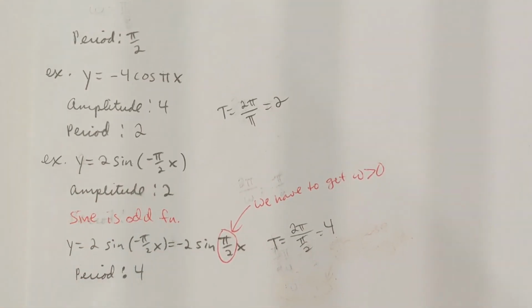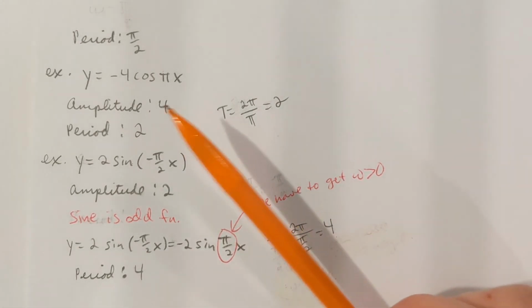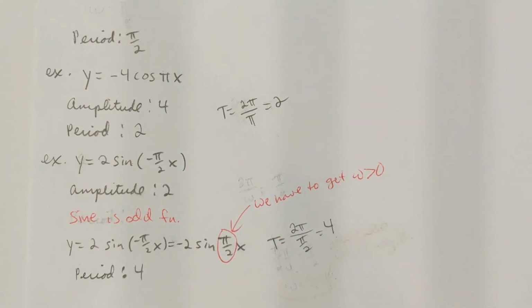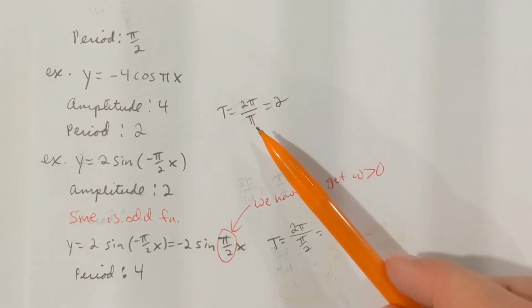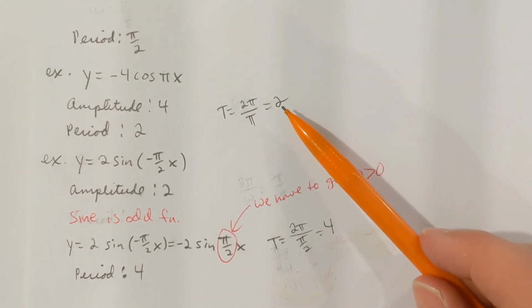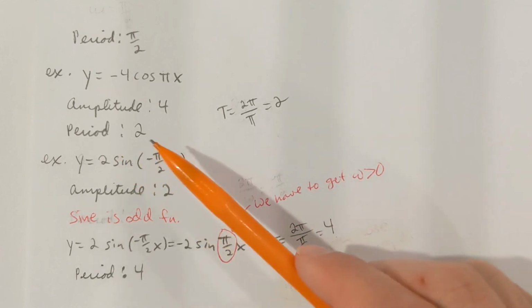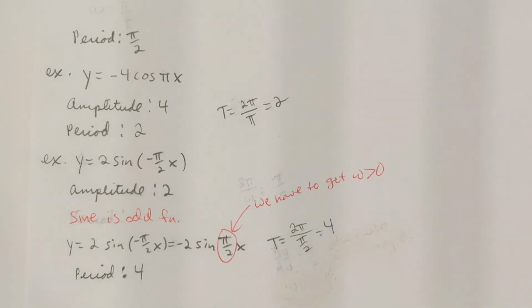Here's another example. If we had y equals -4 times cosine pi x, the amplitude would be 4. Again, you always want the positive of that multiplier, whatever it is. And the period would be, okay, omega is pi, so 2 pi divided by pi, the pi's cancel, we get T equals 2. So the period would be 2 radians. Okay? If we're on the interval 0 to 2, what we see there would repeat infinitely often.